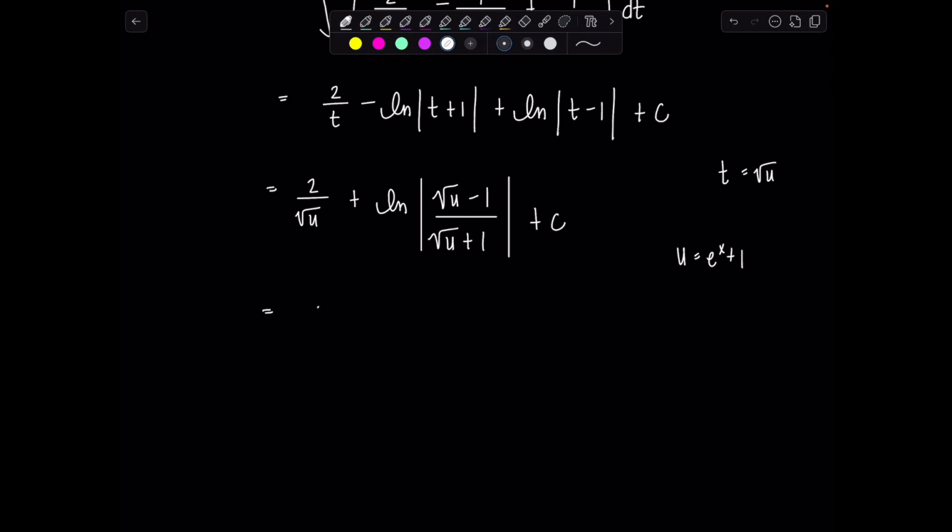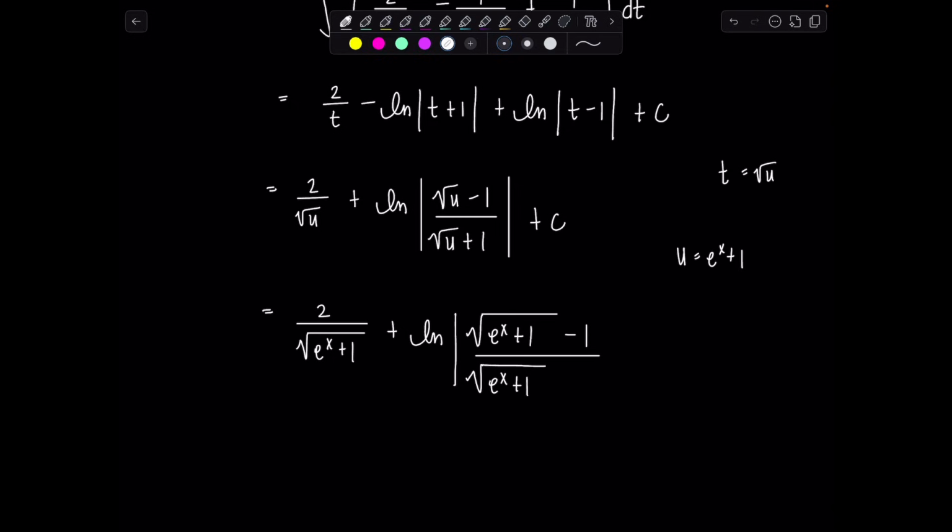Okay, so then we have 2 over square root e to the x plus 1 plus ln, absolute value, square root of e to the x plus 1 minus 1 over square root e to the x plus 1 plus 1 plus c. And then if you sit there and think about it, notice e to the x is never negative. So if you add it to 1, this radicand is always going to be a wee bit bigger than 1. If I take the square root, it will still be a wee bit bigger than 1. So if I subtract 1, it will be positive. And then the denominator is for sure going to be positive because we're adding another one.